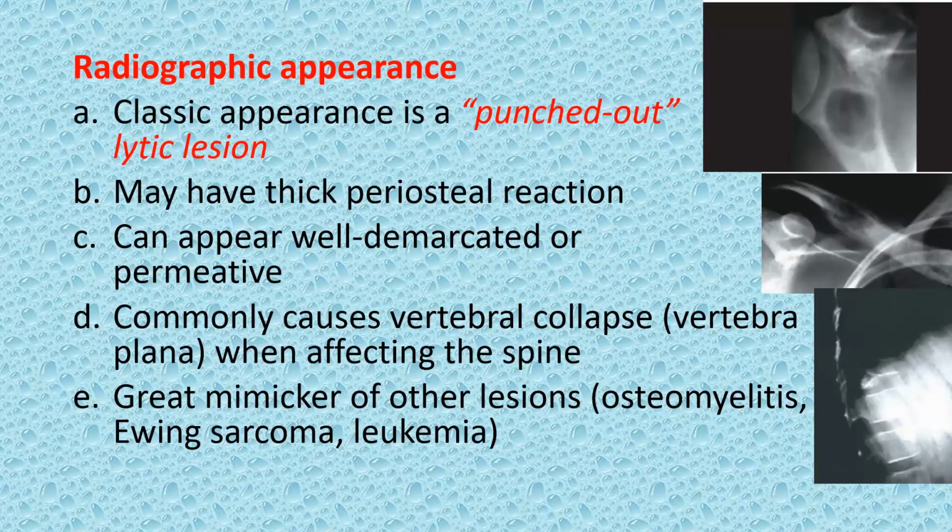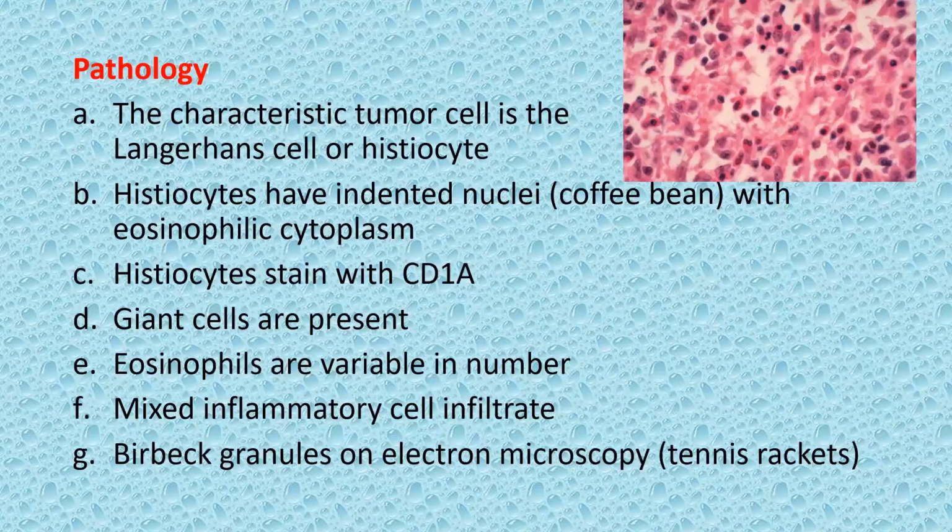The pathology. The characteristic tumor cell is the Langerhans cell or histiocyte. Histiocytes have indented nuclei, a coffee bean appearance, with an eosinophilic cytoplasm. The histiocytes stain with CD1a. Giant cells are present. Eosinophils are variable in number. Mixed inflammatory cells infiltrate. Birbeck granules are present on electron microscopy, tennis racket shaped.